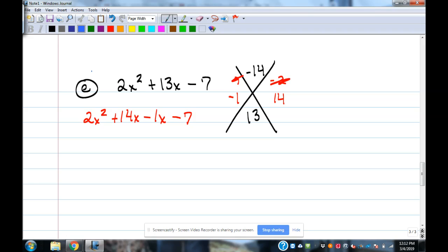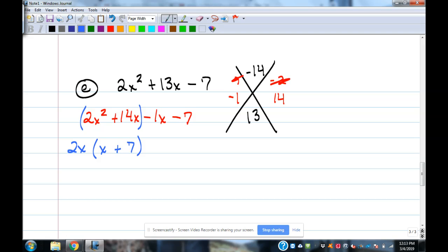But I know 2 and 14 have what in common? x and 2. What's that leave in the parentheses? What times 2x gives me 14? x, 7. Is it minus 7 or plus 7? Why is it plus 7? Because there's not a negative in there, right? So it can't magically create one.